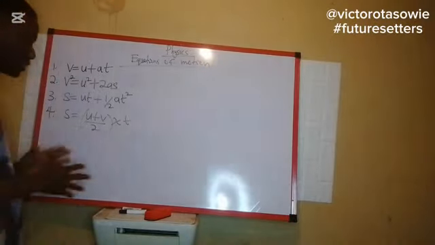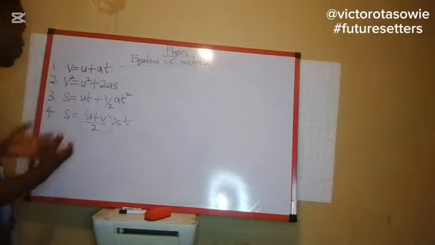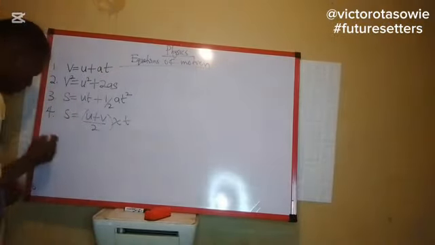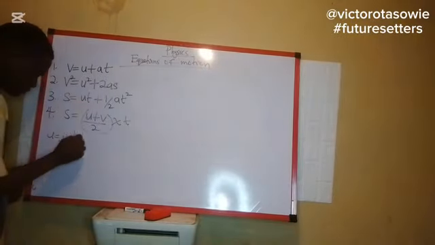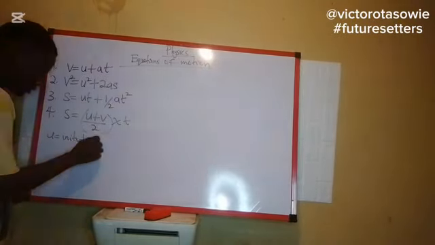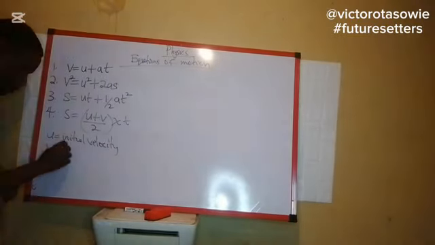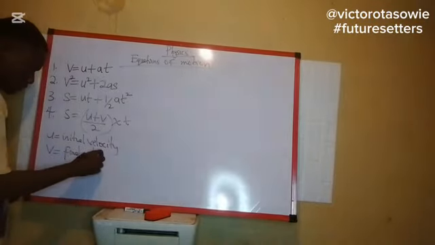Now, these equations are very good, but we have to know the units. What is the value of all these things? So now we're going to start with U. U is initial velocity. V is final velocity.